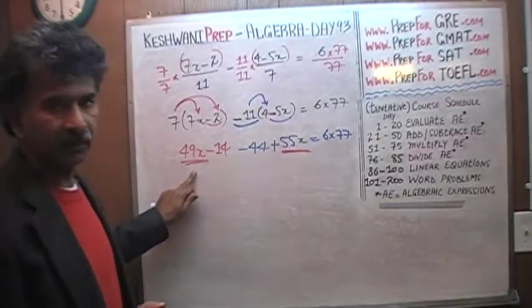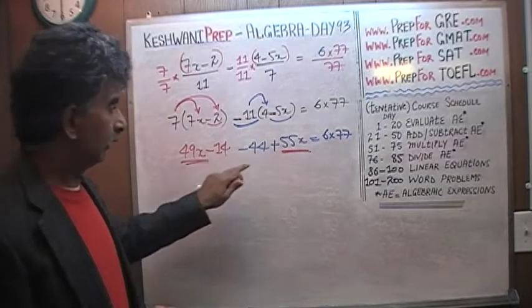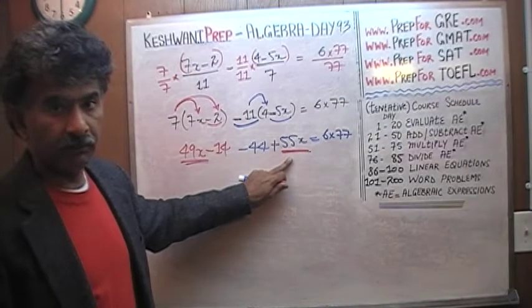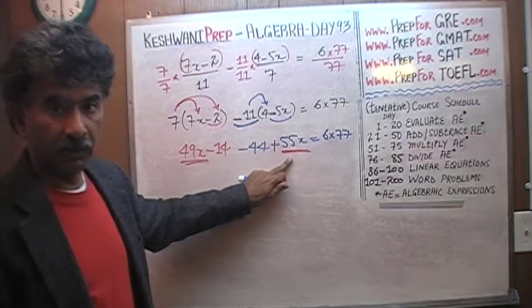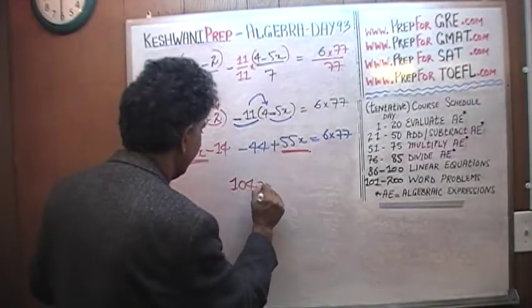55x and a 49x. Well, I know that 55 plus 50 is 105. Therefore, 55 plus 49 must be 104. So 104x.